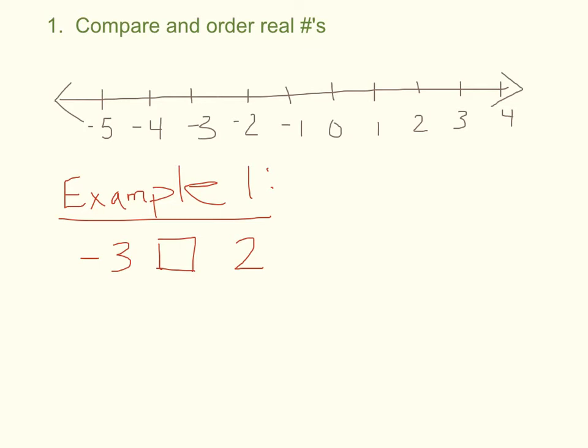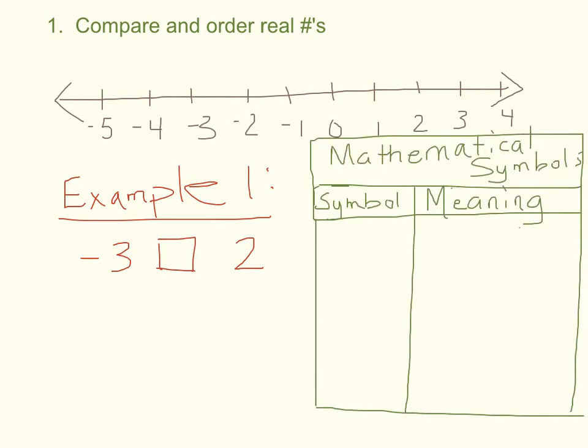Now we want to fill in the box with a mathematical symbol. And these are the 5 mathematical symbols that we have to choose from. And I want you to get them in your notes. Our first symbol is an arrow that points to the right. And that symbol means greater than.